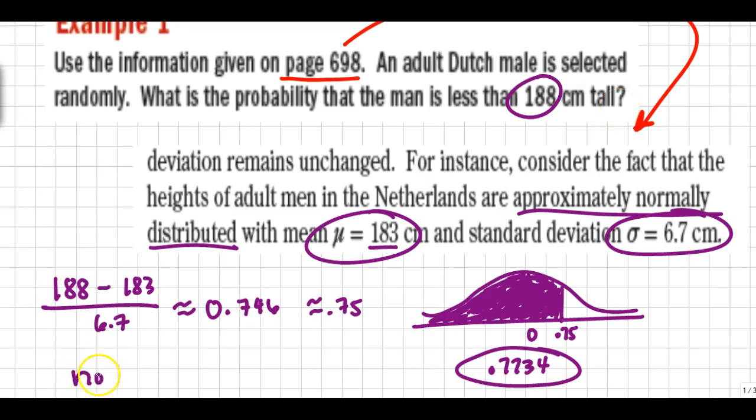Know that you could have also done the normal CDF command on your calculator. You would have gone from negative infinity to 0.75. You'd keep the 0 and the 1 as your mean and standard deviation because this is a standard normal curve now that you turned it into a 0.75. When you do that, you should get exactly the same answer.